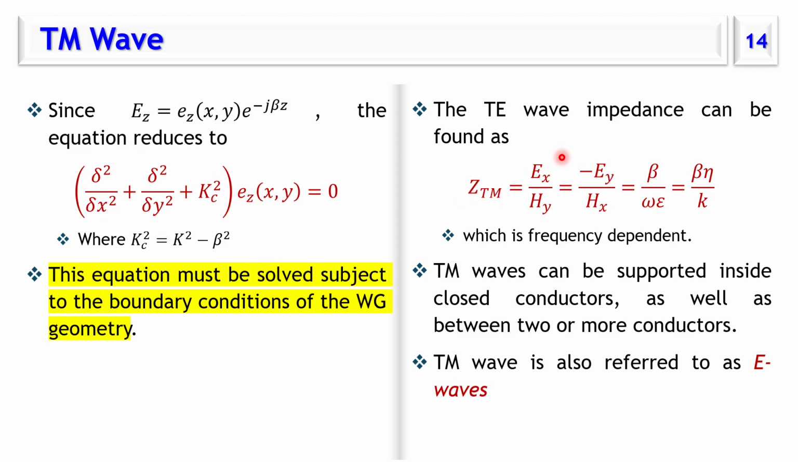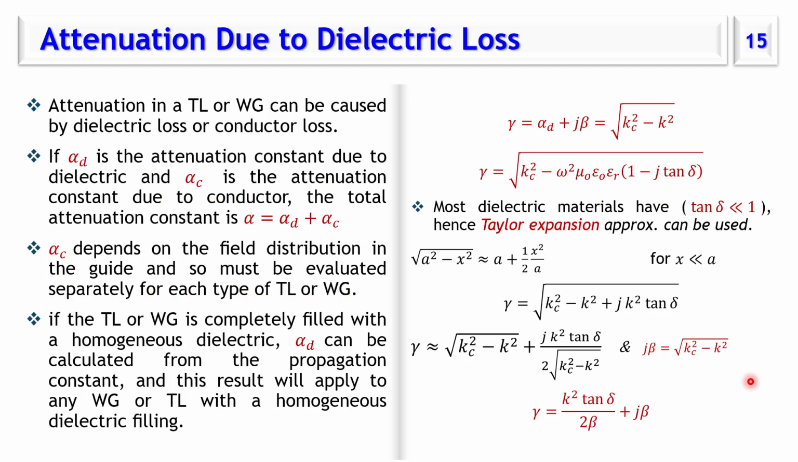The wave impedance has the same definition: transverse electric field divided by transverse magnetic field. Again, transverse magnetic waves can be supported inside a closed conductor like circular or rectangular waveguide, as well as between two or more conductors, like the case of coaxial waveguide. Another not so common name for the TM, transverse magnetic waves, is the E waves.